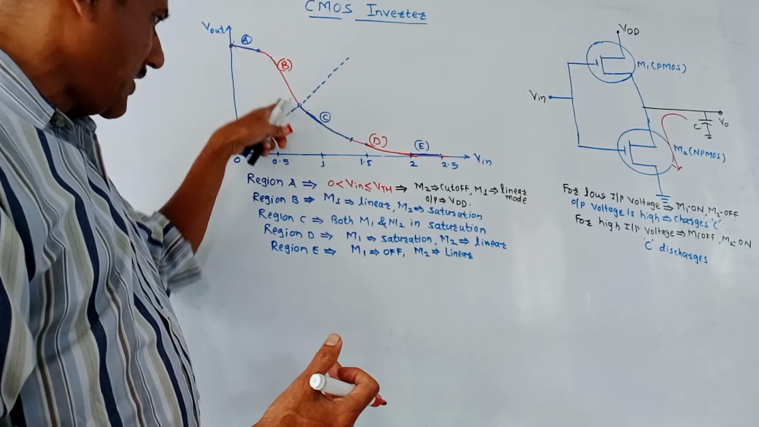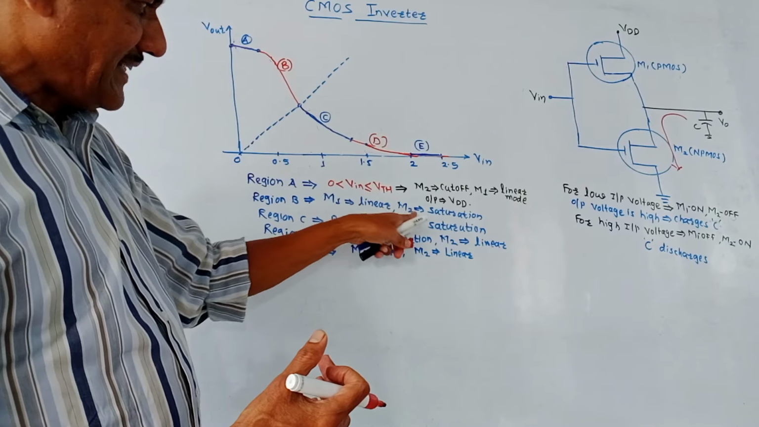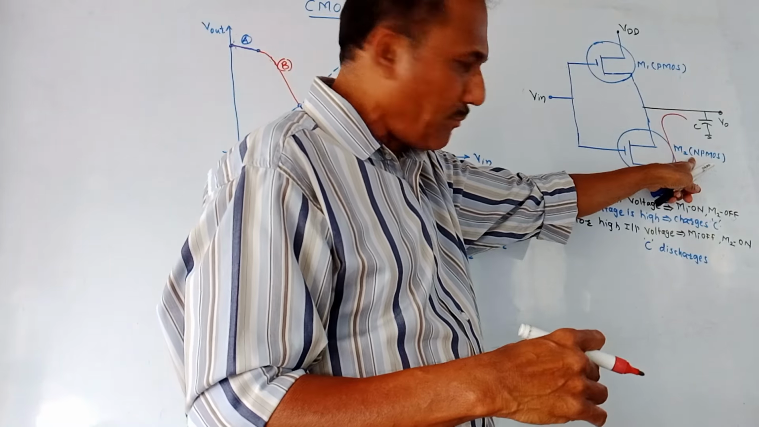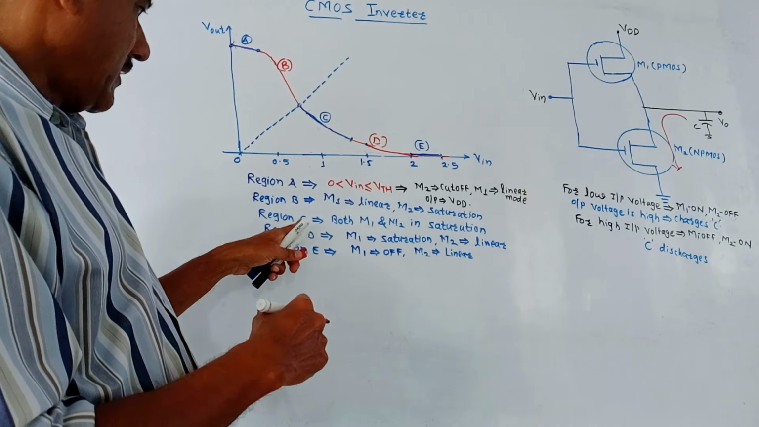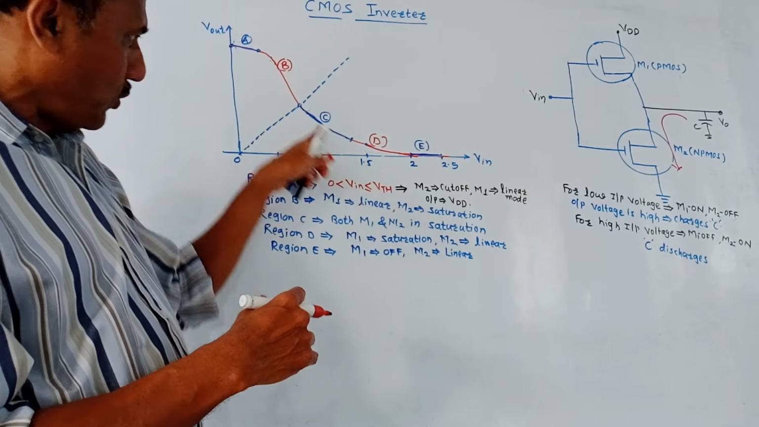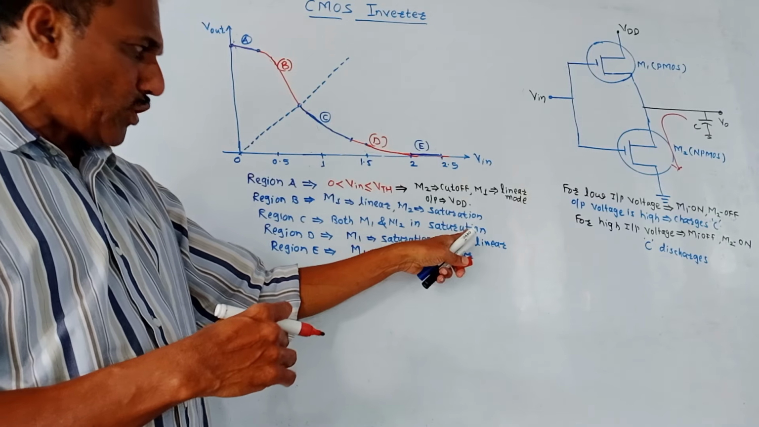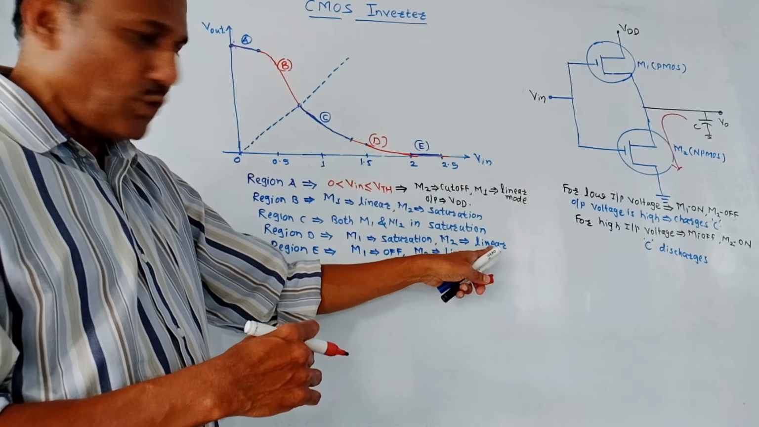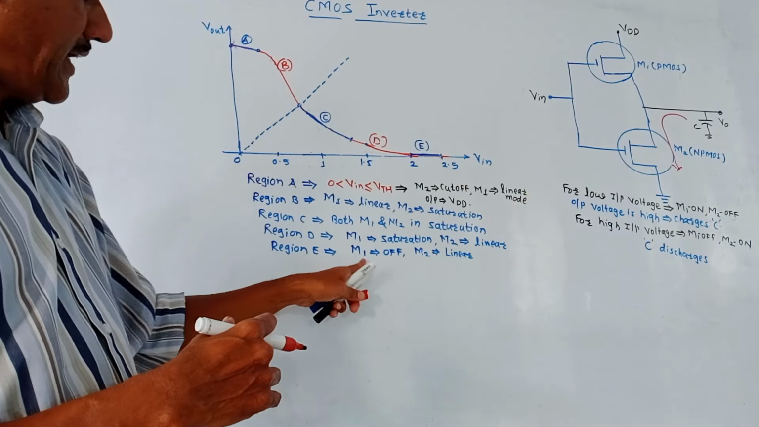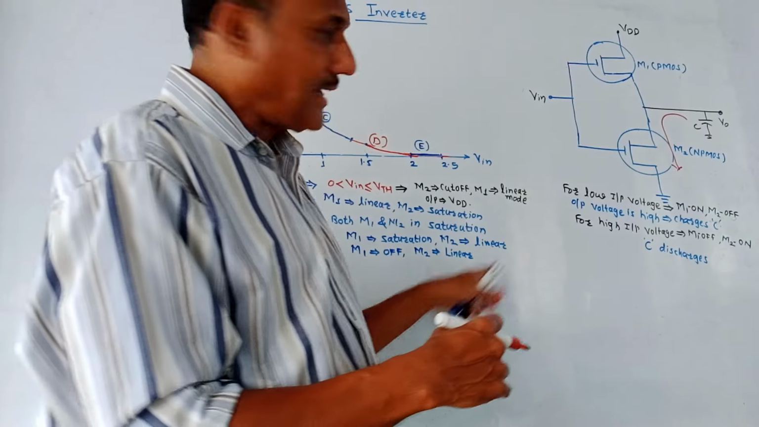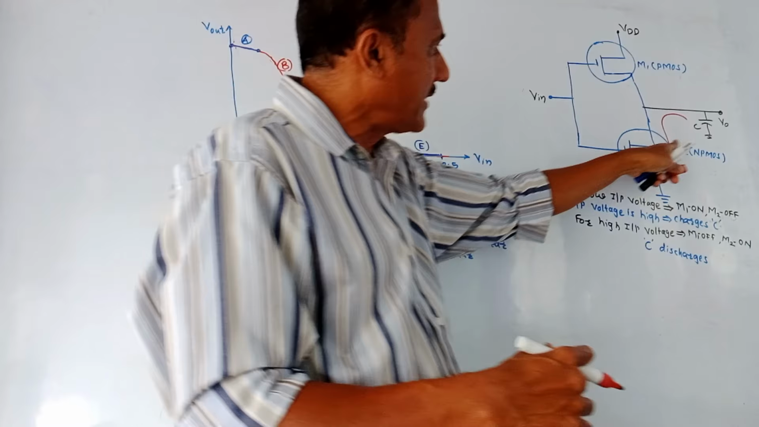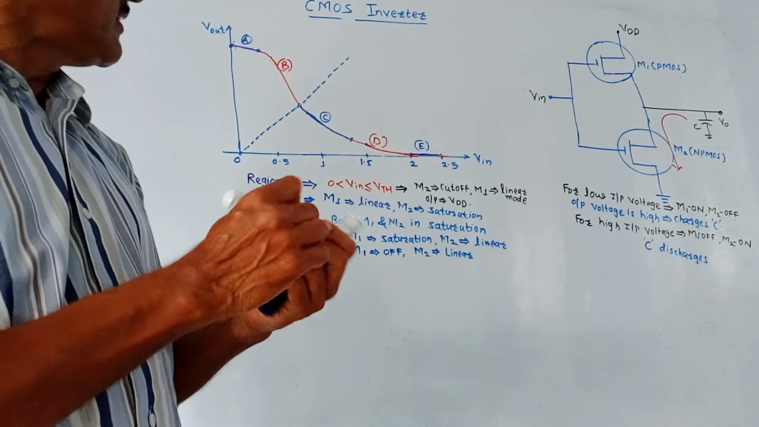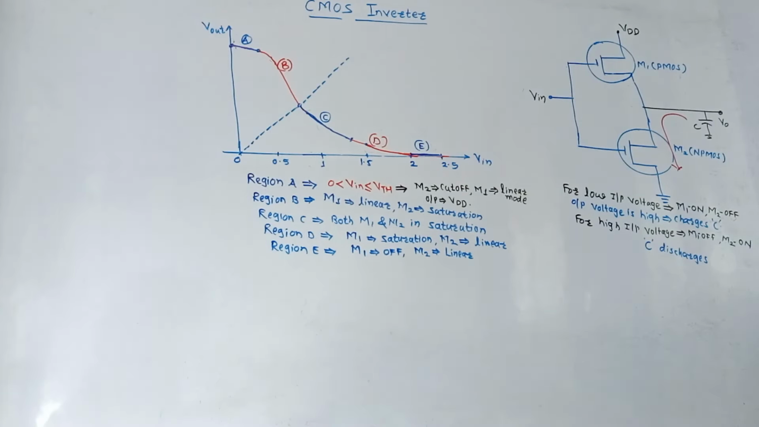Region B, in this case M1 is linear and M2 is in saturation. Keep in mind, M1 is the P MOSFET, M2 is the N MOSFET. In region C, both M1 and M2 are in saturation. Region D, M1 is in saturation and M2 is in linear mode. And region E, M1 is off and M2 is linear, so the capacitor gets a discharging path. So this is about the working of the CMOS inverter.